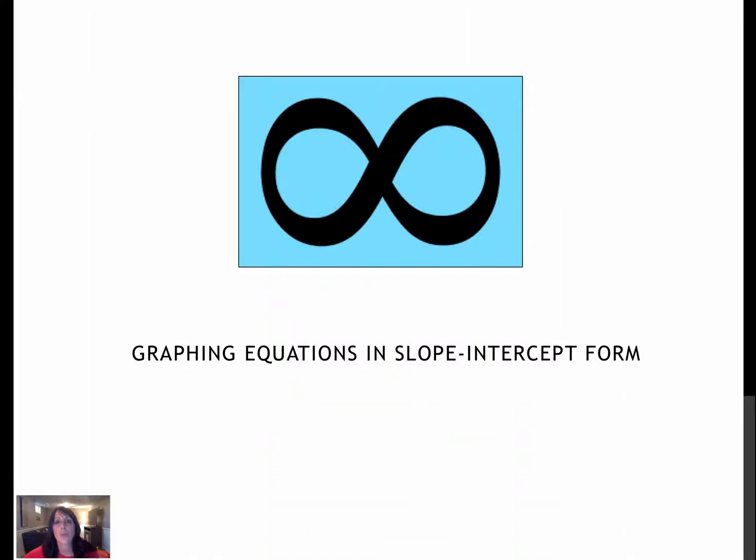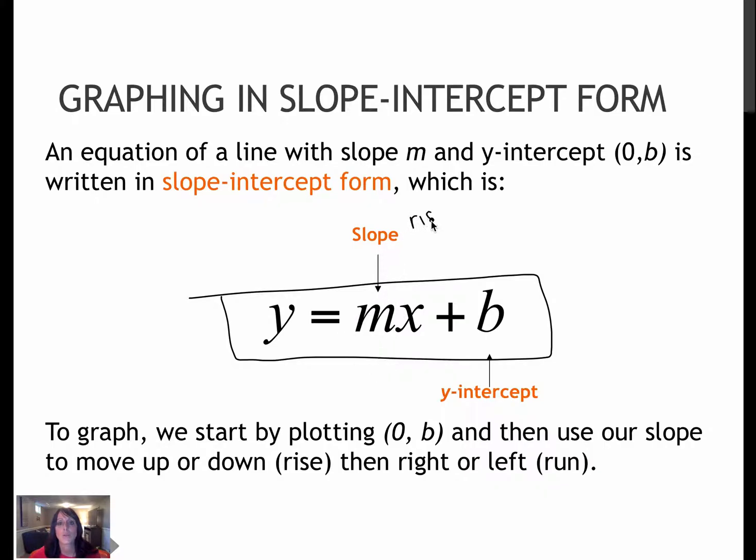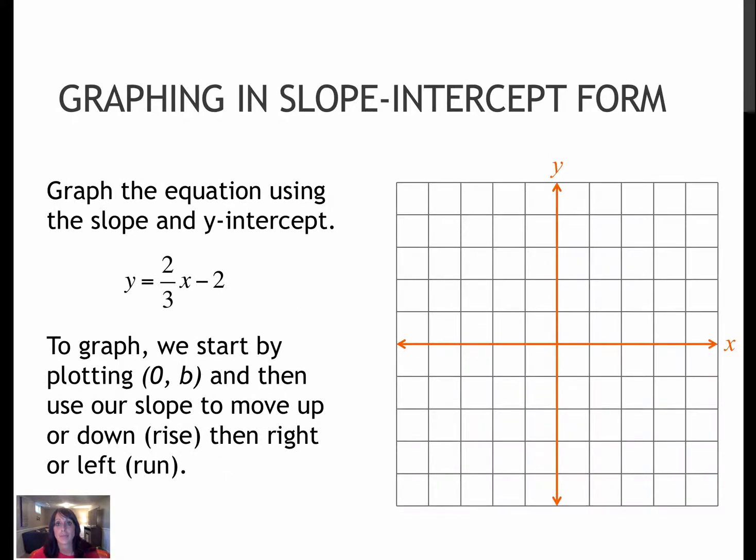We're going to talk about another way to graph equations, and this one is in slope-intercept form. So slope-intercept form, I think, is the easiest way to graph an equation. It's y equals mx plus b, where b is the y-intercept and m is the slope. So we just got done talking about slope, which is of course my rise over my run. And we've talked about intercepts already. This is in particular the y-intercept. So let's take a look at how we would use that to graph very easily.